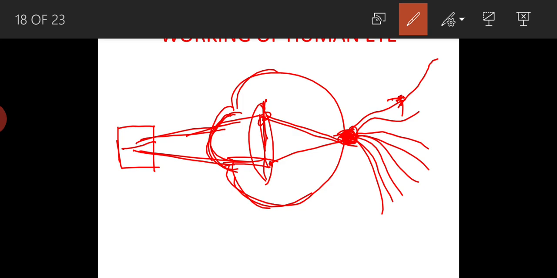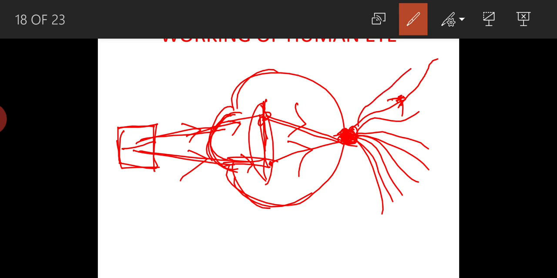So whenever you place an object in front of the eye, light rays will travel from the object, they will fall on the cornea, and after falling on the cornea these light rays will pass through the aqueous humor, iris, pupil, and finally they will fall on the lens. After falling on the lens, this lens will converge the light rays, and they will meet exactly at the retina, and the image will form exactly on the retina.